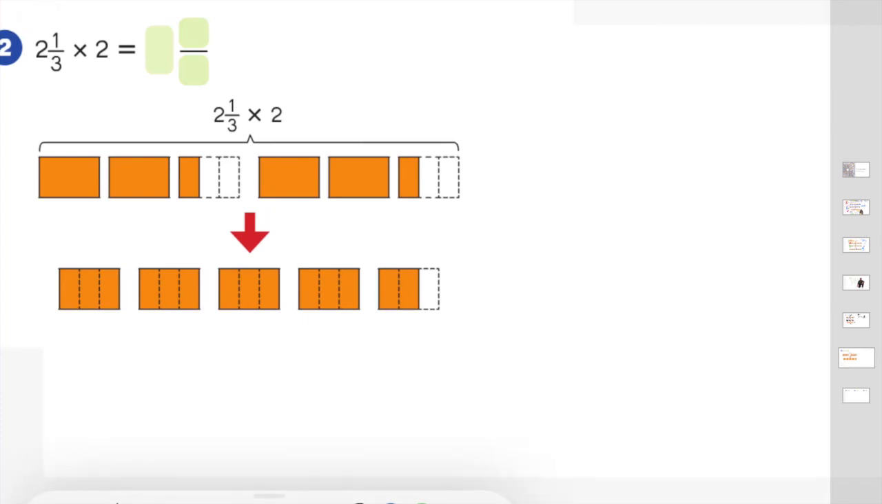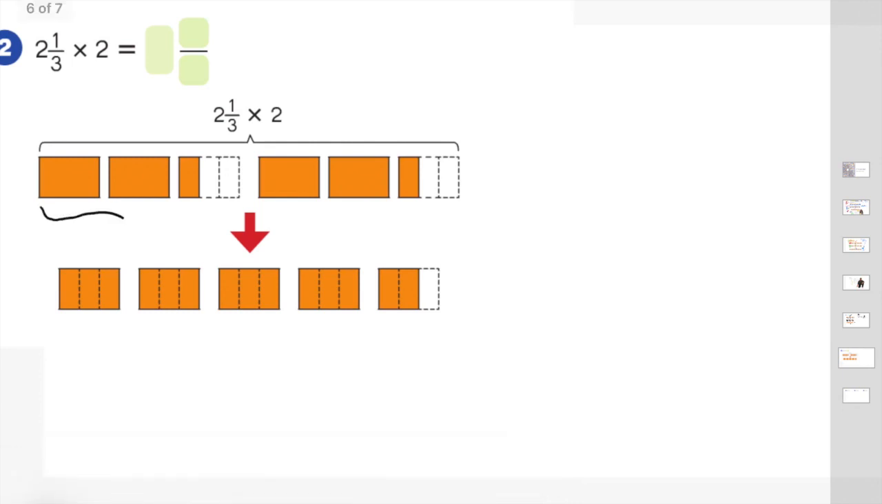All right, why don't you try this one on your own, pause and check back to see if your thinking matches mine. The problem is 2 1/3 times 2. Go ahead and study the model and see how that might help you to solve the problem. But you can also use the standard algorithm to find the product as well. All right, let's check in with each other.